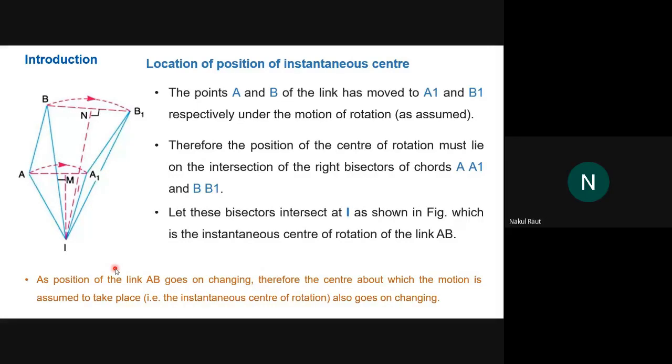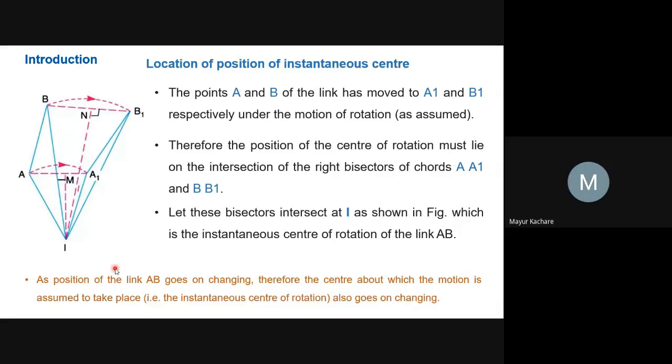No, sir. No, it will not be. So it will at some other point. As the center of rotation is changing from one position to another position, that center of rotation is called an instantaneous center of rotation. Clear? Why instantaneous? Because the center of rotation keeps changing. It is not at the same point. The location gets changed. That's why it is called the instantaneous center of rotation. Understand?